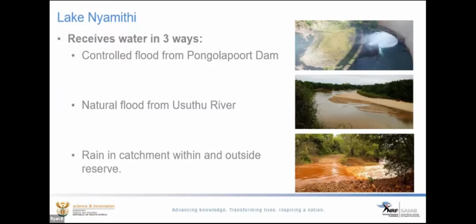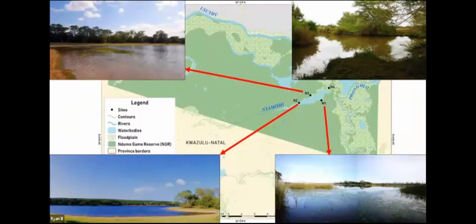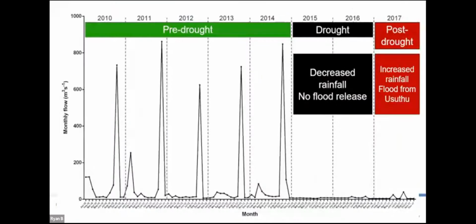The lake receives water in one of 3 ways: from annual or biannual controlled flood releases from the Vanderkloof Dam, through natural floods from the Estuaries River, which forms the border of the reserve with Mozambique, or through rainfall that occurs within its catchment. We sampled from 4 different sites around the lake, representing the 4 major habitat types around the lake, including open water, vegetated areas, and muddy and sandy substrates.